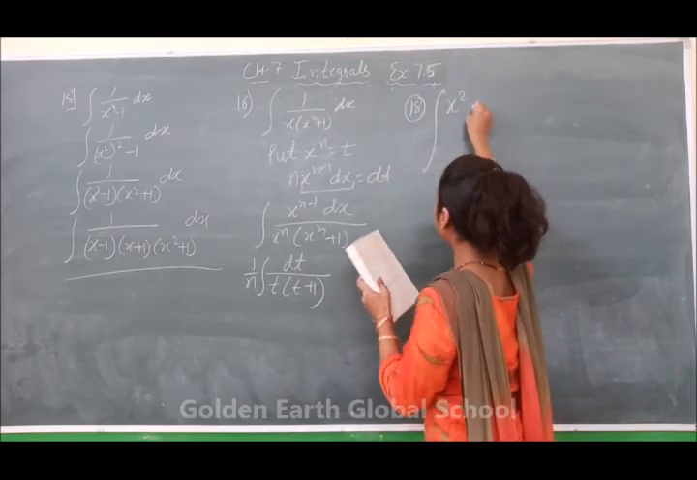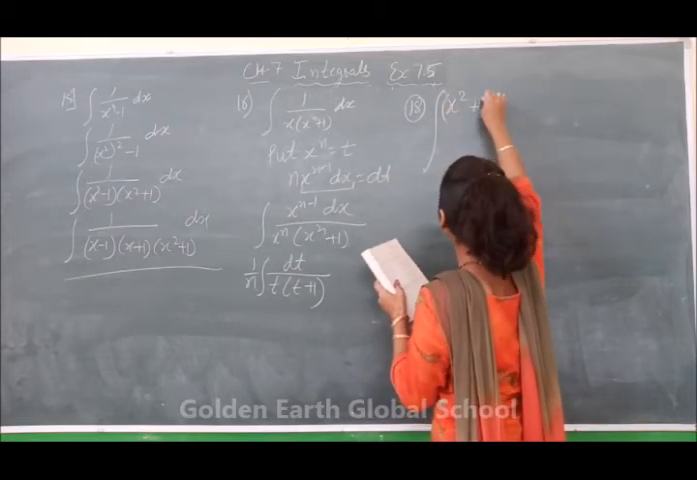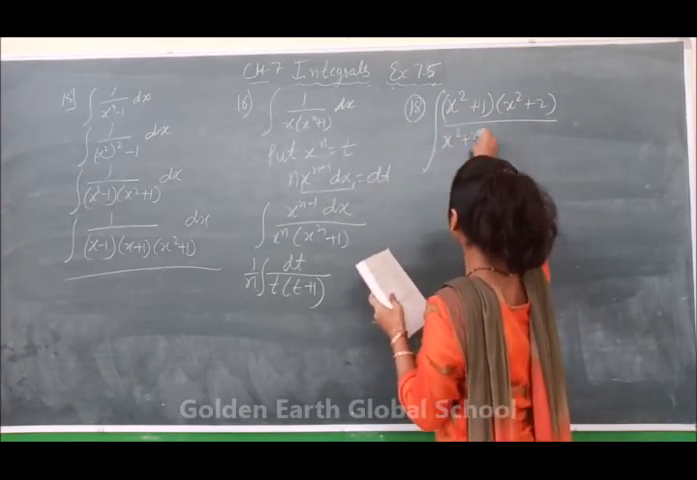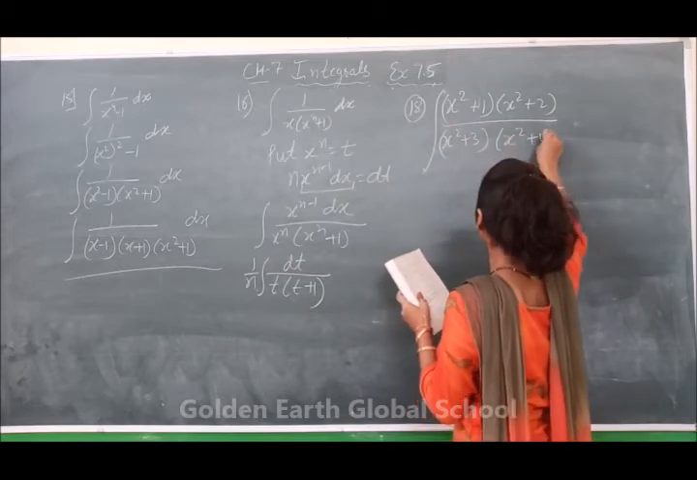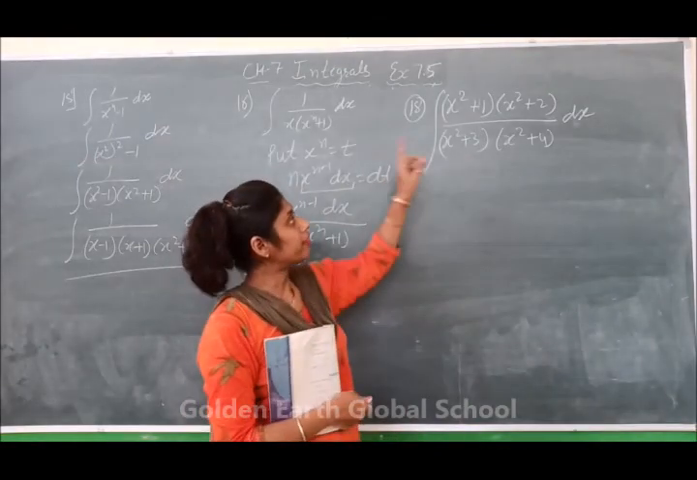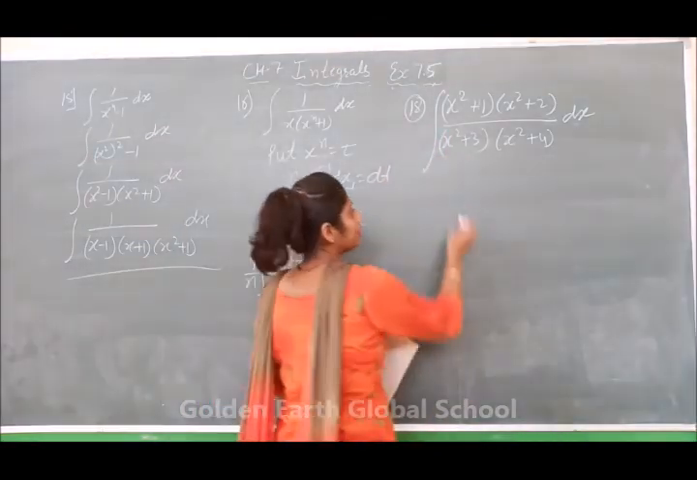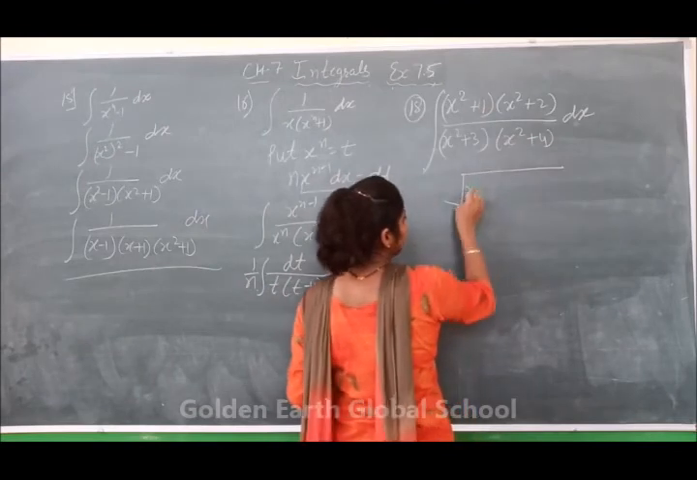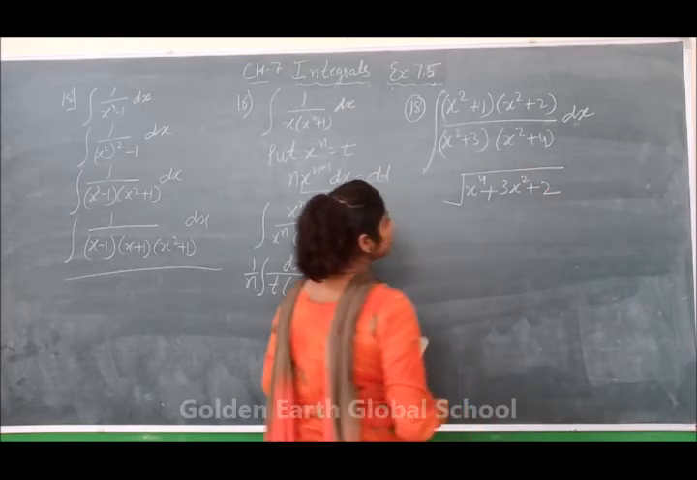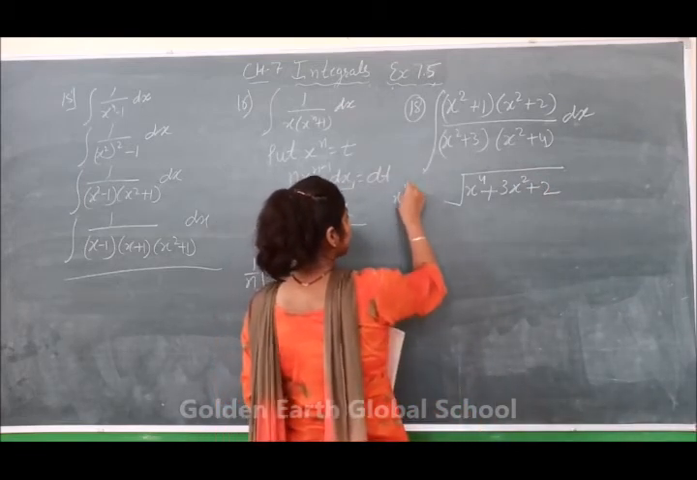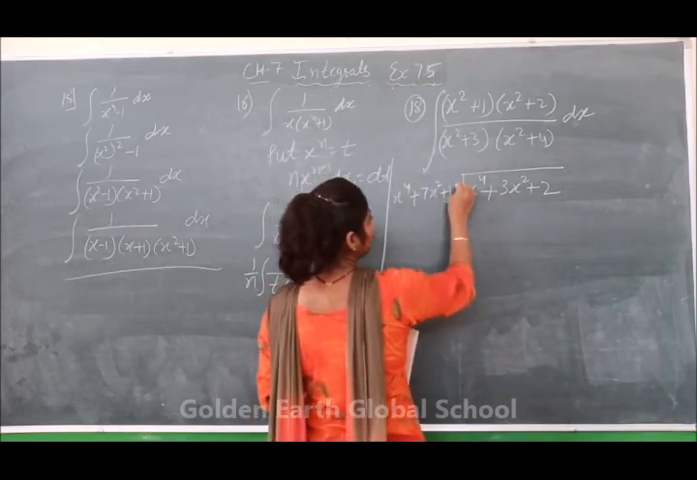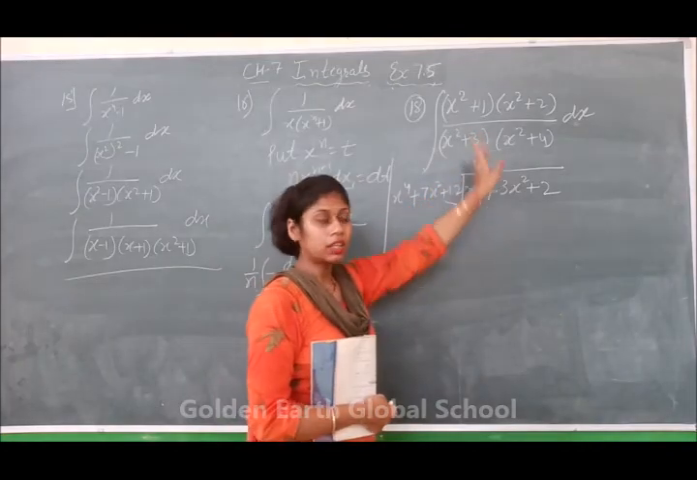In the 18th question, see, the degree of numerator and denominator is the same: x square plus 1, x square plus 2, x square plus 3, x square plus 4. So first of all you have to divide numerator by denominator. If you multiply, the numerator will become x to the power 4 plus 3x square plus 2, and the denominator will become x raised to power 4 plus 7x square plus 12.